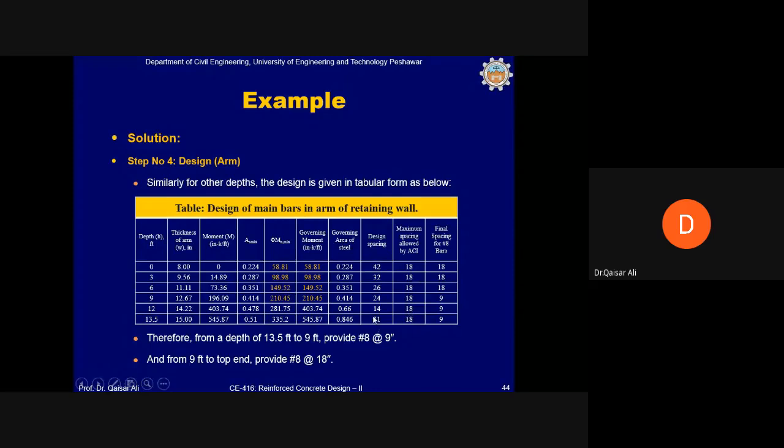Now we will keep this spacing uniform from 13.5 to 9 feet from the bottom of the arm, up to a depth of almost half of the retaining wall, in half of the arm. And in the top portion, we will double the spacing in order to economize the arm or stem. So finally, from a depth of 13.5 to 9 feet, we'll provide number 8 at the rate of 9 inch center to center, and the remaining top part, we will double the spacing.